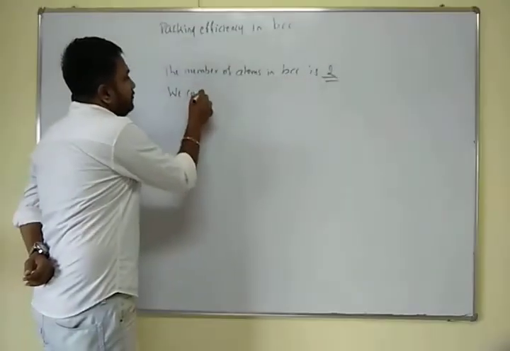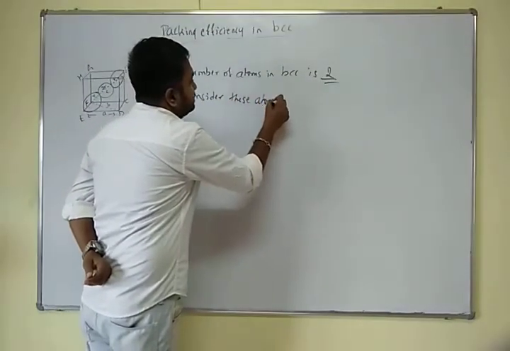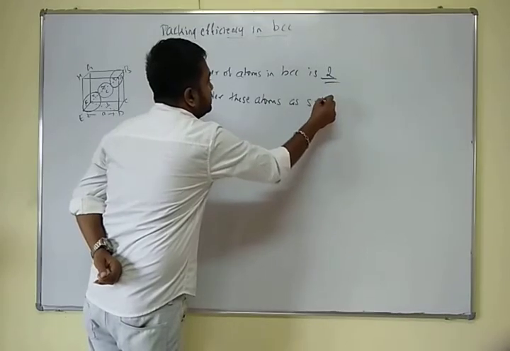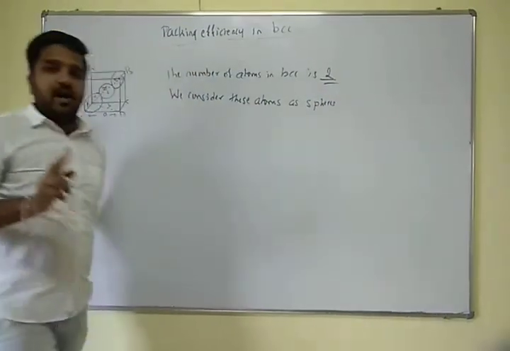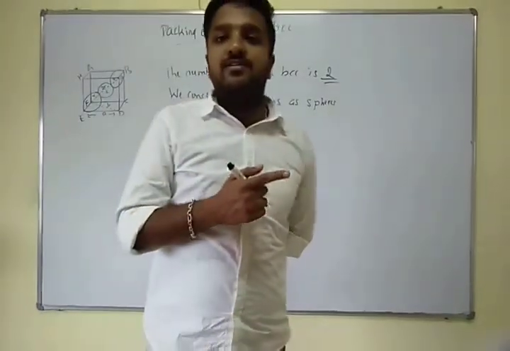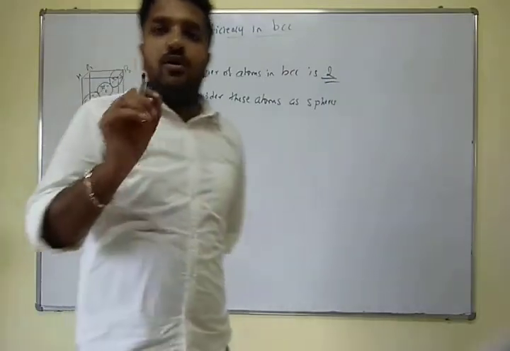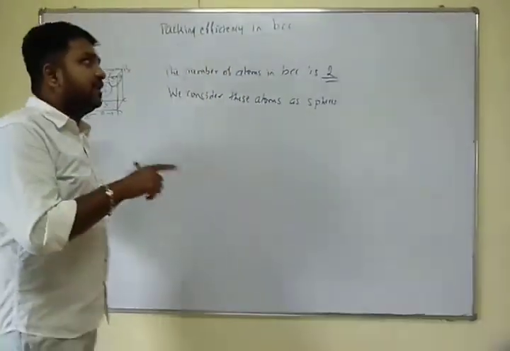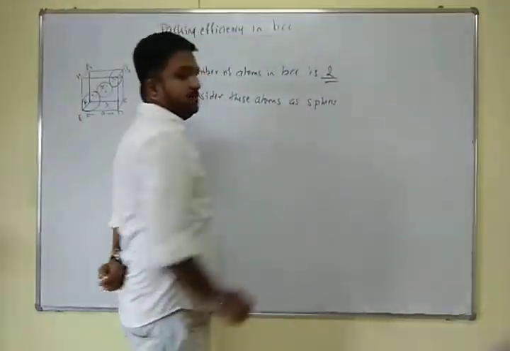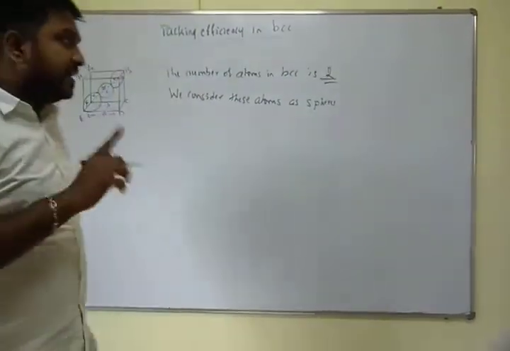We consider these atoms as spheres. Clear? So that means we have two spheres in this. In case of simple cubic crystal lattice, we had only one sphere. We had calculated the volume of only one sphere. But in this case, we need to calculate the volume of two spheres, because the number of atoms present in body centered cubic crystal lattice is 2. Clear? So now the same thing.